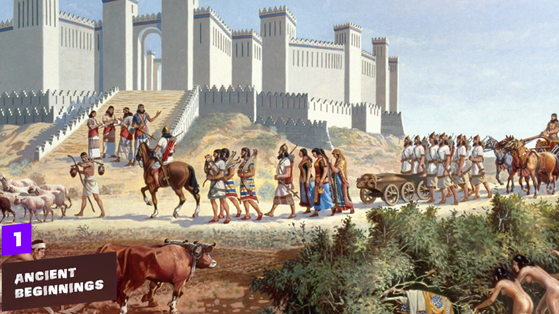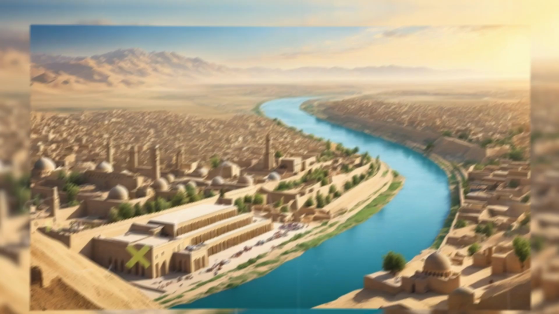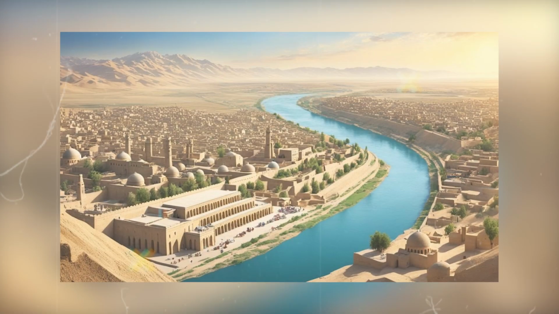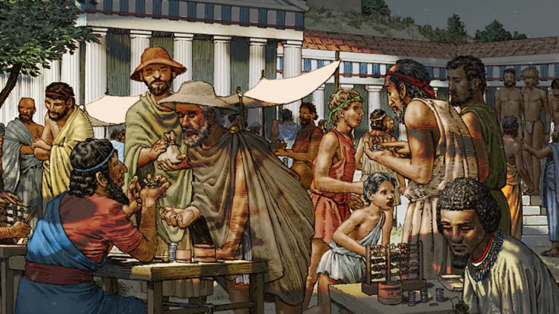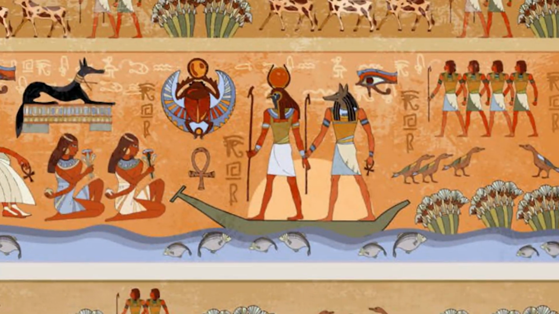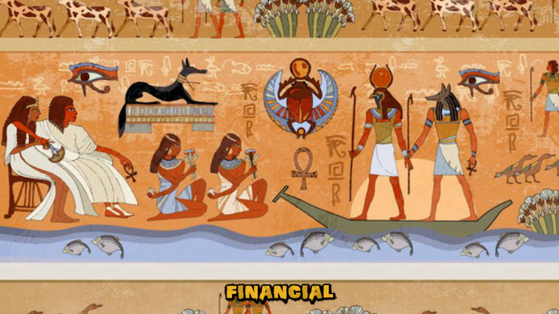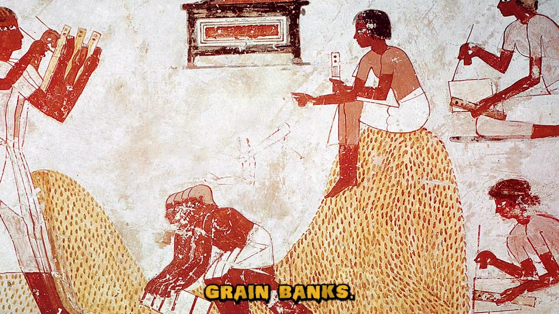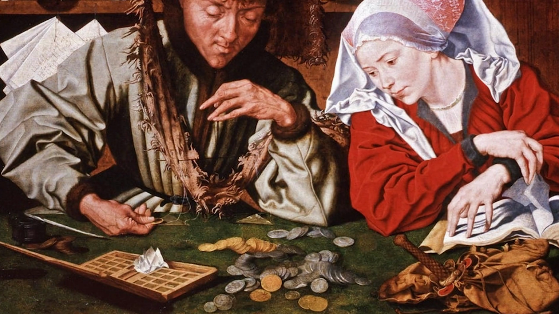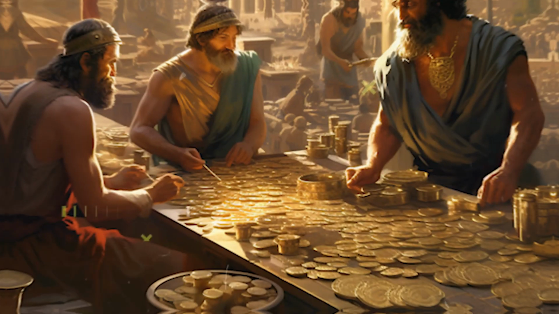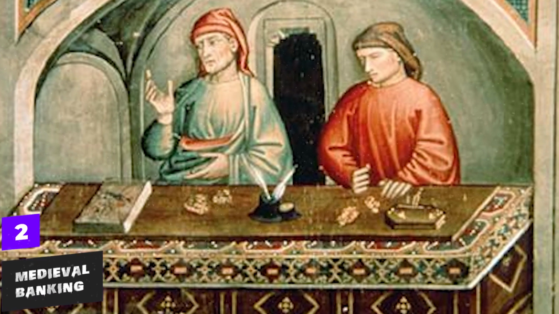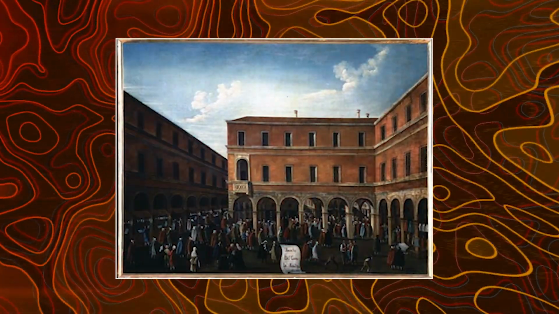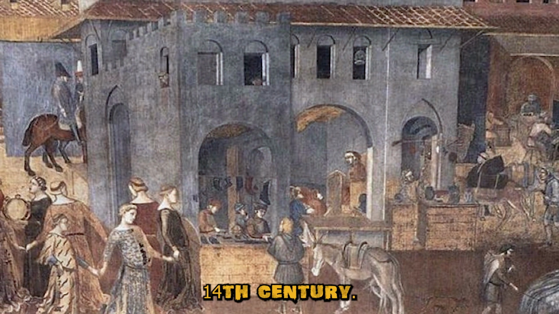1. Ancient beginnings. The concept of banking can be traced back to ancient civilizations. In Mesopotamia, around 2000 BCE, merchants gave grain loans to farmers and traders. The ancient Egyptians also conducted financial transactions using grain banks. In these early days, the primary purpose of these institutions was to facilitate trade and store wealth in a stable form.